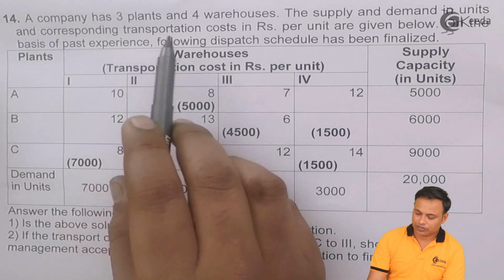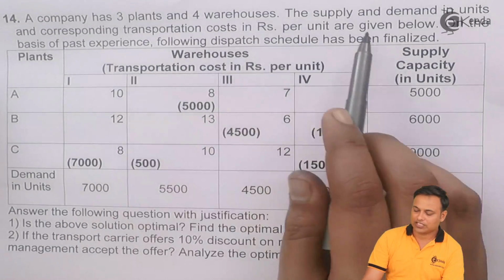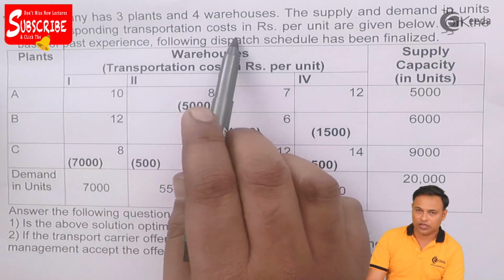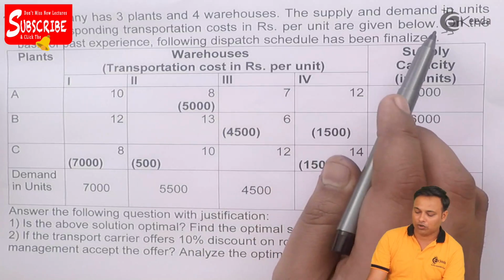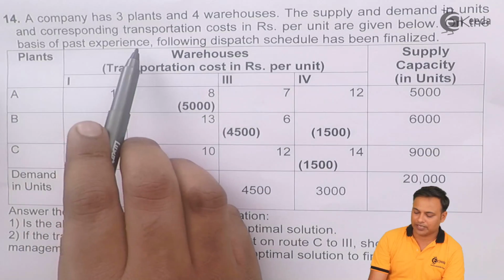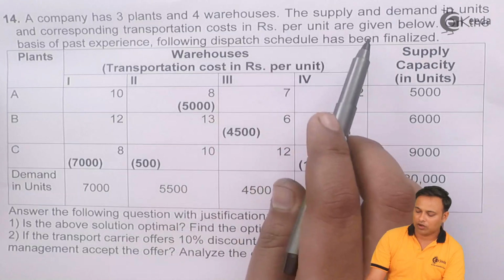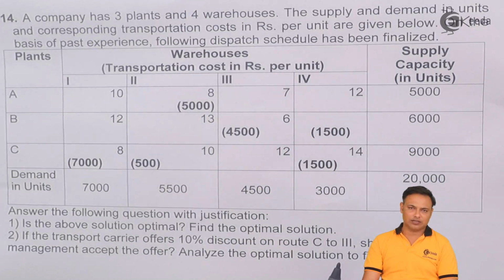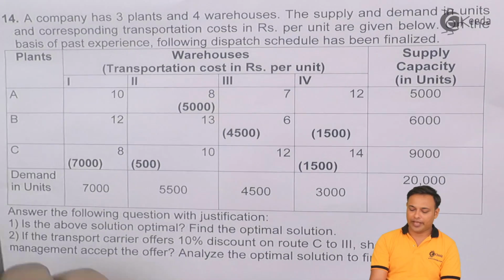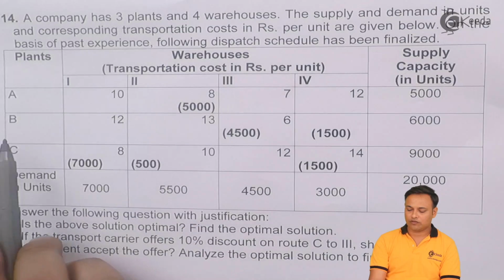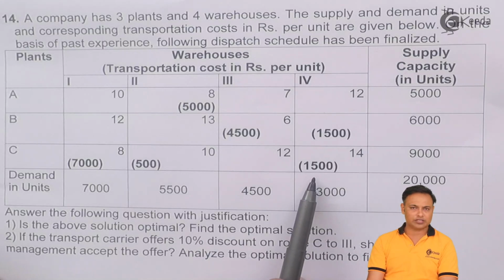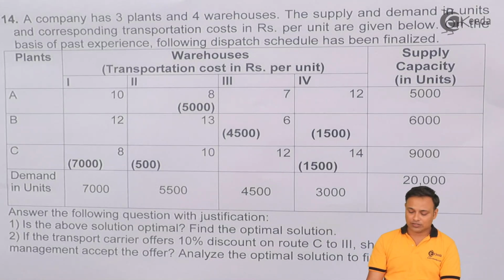The company has 3 plants and 4 warehouses. The supply and the demand in units and the corresponding transportation cost in rupees per unit are given below. On the basis of past experience, the dispatch schedule has been finalized. So the problem gives us the initial solution. What is the solution? From A to 2, 5,000 units. From B to 3, from B to 4. They have given us some allocations in bold and they have asked us 2 questions.